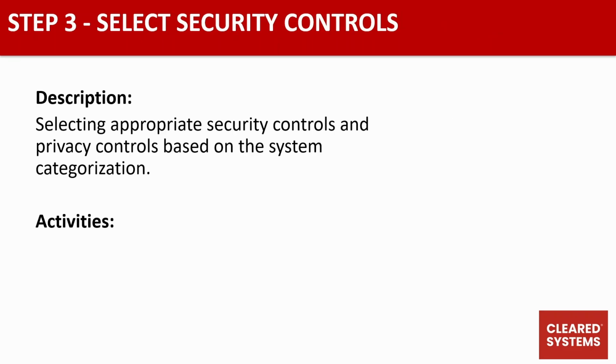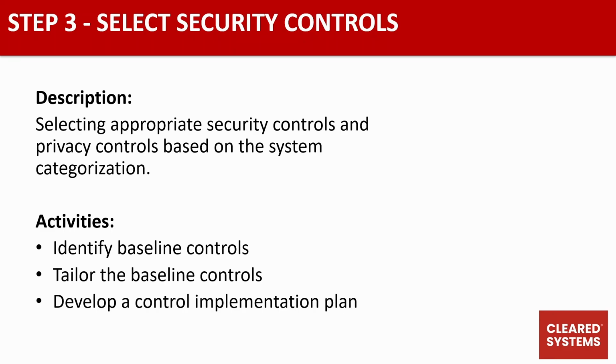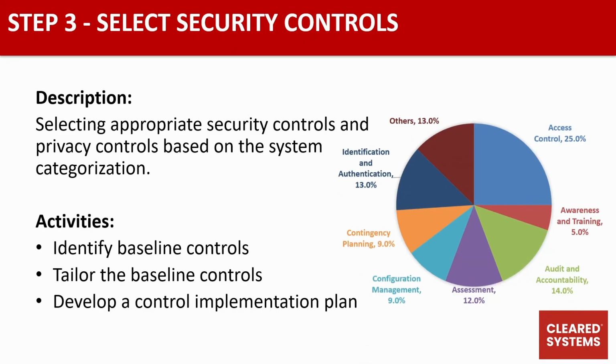Step number 3, select security controls. Next, we select the appropriate security and privacy controls based on the system categorization. This involves identifying baseline controls, tailoring them to specific needs, and developing a control implementation plan. Selecting the right controls is essential for effective risk management. As an example, depending on how you have selected your controls, it could look a little like this, which is an example breakdown. Doesn't have to be yours, but just an example breakdown.